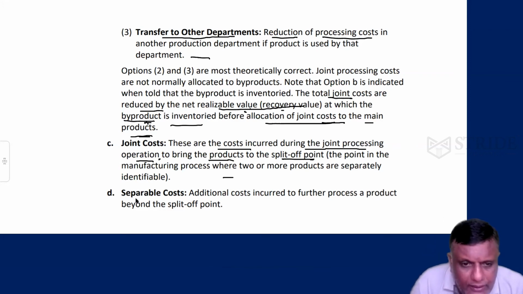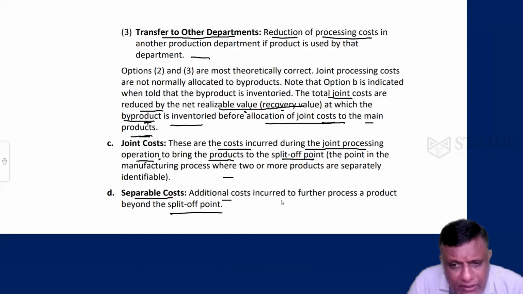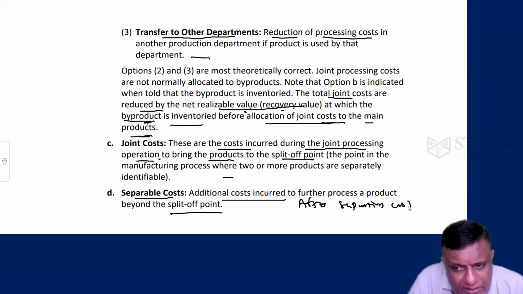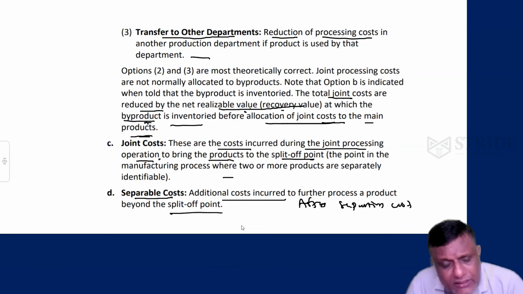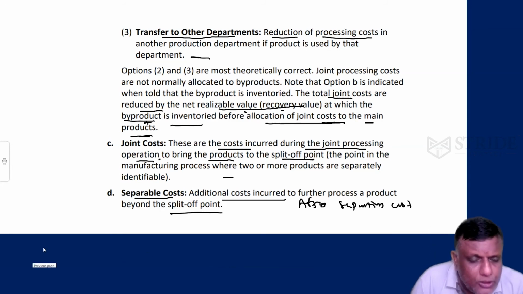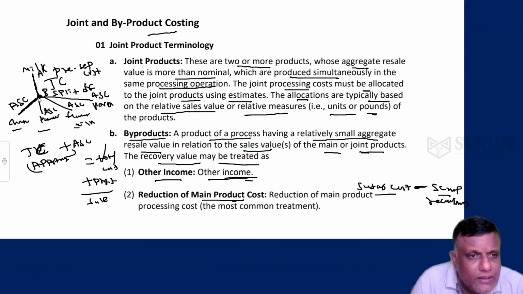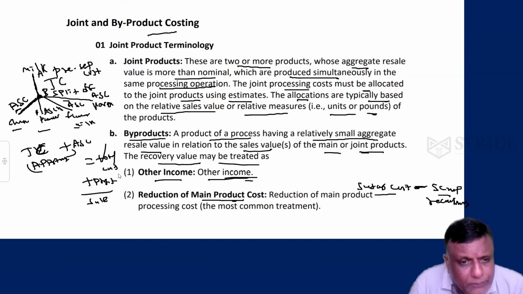That's it. After split off, any cost involved, it is called after separation cost, or additional cost. After separation cost or additional cost. Okay. After split off, any cost incurred is separable cost. After separation cost. The joint cost to be apportioned plus after separation cost is equal to total cost.